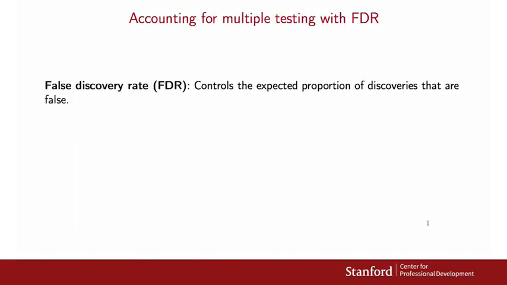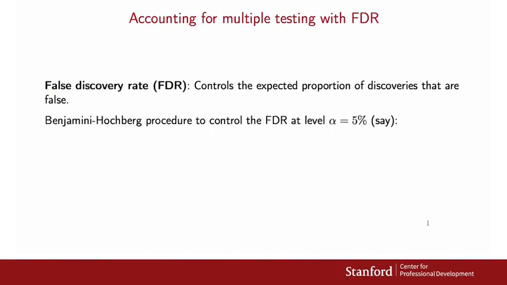Here is how the procedure works. It's called a false discovery rate procedure, and it controls the expected proportion of discoveries that are false, just as we explained on the previous slide. That procedure was published in 1995 by Benjamini and Hochberg, so it carries their name. It consists of 3 steps.